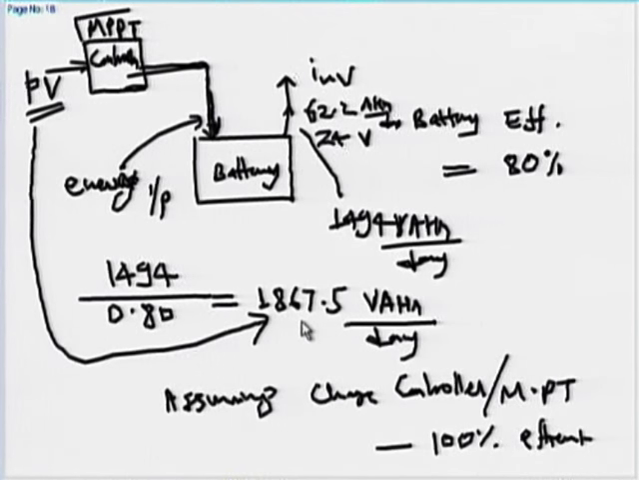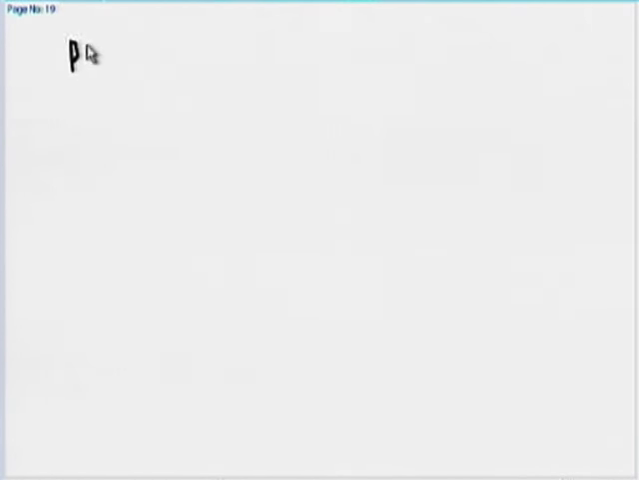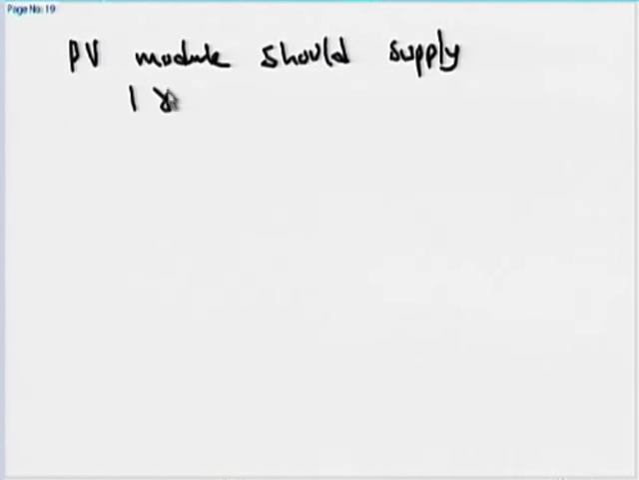1867.5 volt ampere hour. Okay. The PV module should supply or generate 1867.5 watt hour or volt ampere hour energy per day. Okay, very nice. So much energy should be supplied or generated by the PV modules every day.